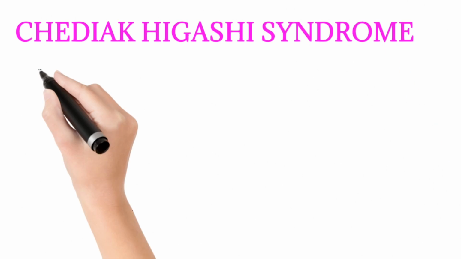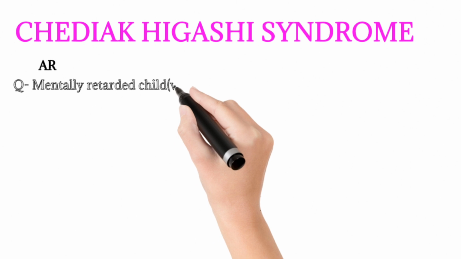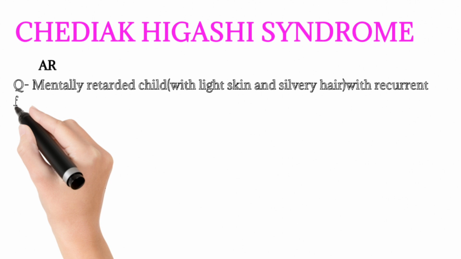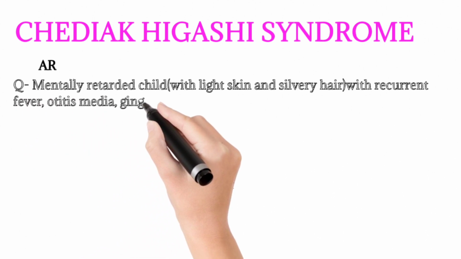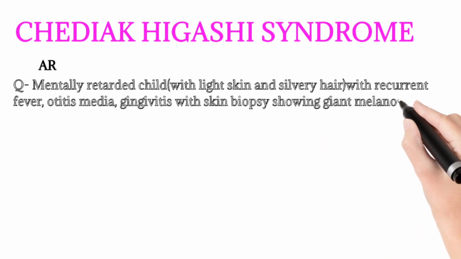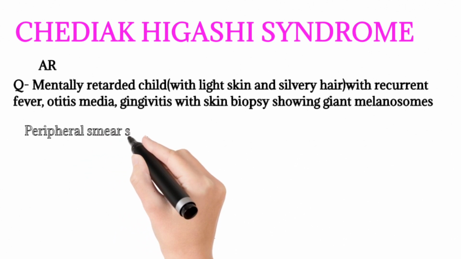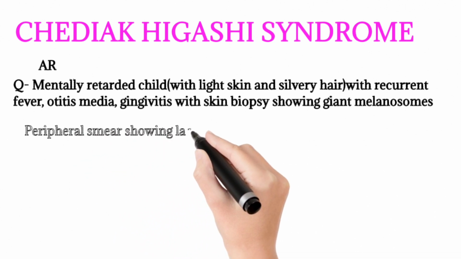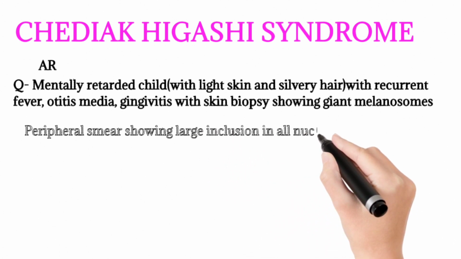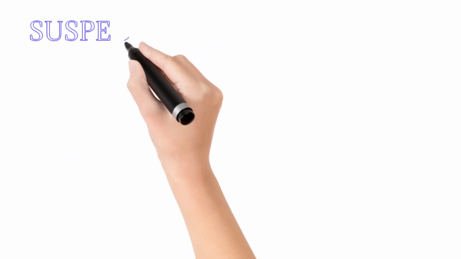Okay, now an important question, Chediak-Higashi syndrome. Its inheritance is autosomal recessive. Typical presentation: a mentally retarded child with light skin and silvery hair with recurrent history of fever, otitis media, gingivitis, with skin biopsy showing giant melanosomes. And if we do a peripheral smear, then we find large inclusion bodies in all nucleated cells. You can find this typical history, and questions are frequently asked in all examinations.